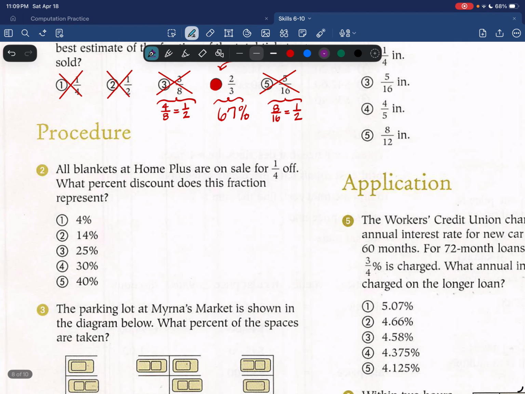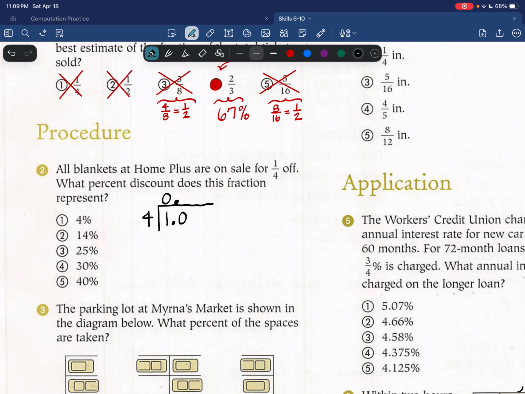Number 2: all blankets at Home Plus are on sale for 1/4 off. What percent discount does this fraction represent? Well, if you know that 1/4 equals 0.25, you know the answer. If you don't know that, though, here's how you would find it. You would say 1 divided by 4.